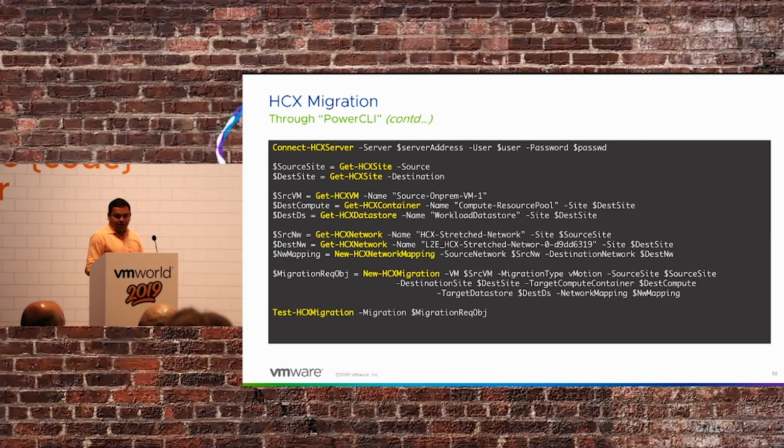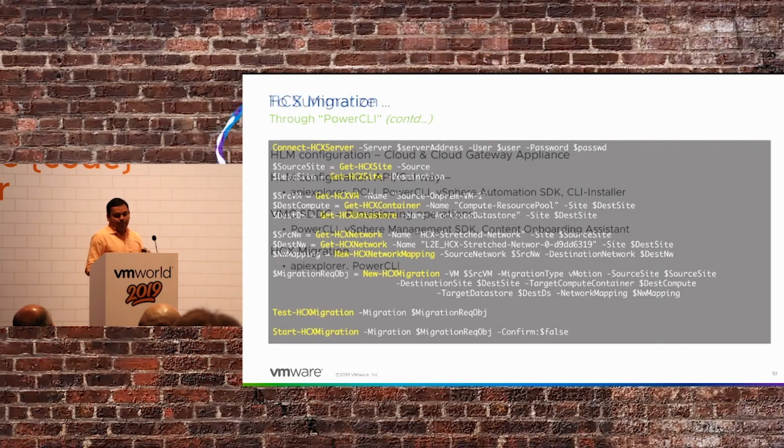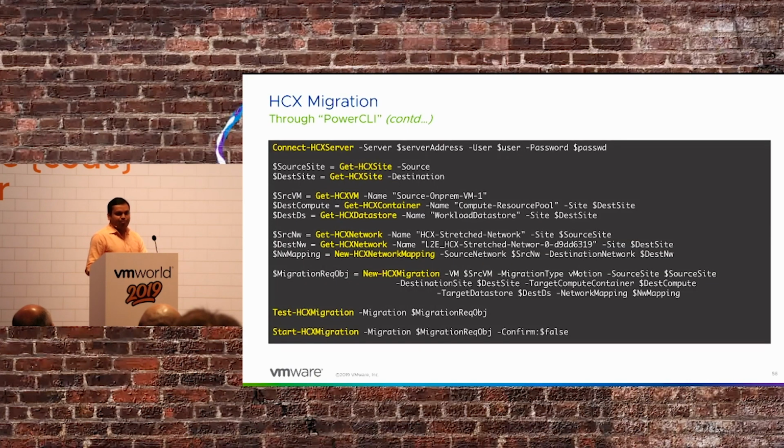Then validate the migration, basically do the pre-check by passing in the migration request object ID. If there are no errors, you're good to go and kickstart the migration. Start-HCXMigration is the one which will start off the actual migration. Once the migration is started, you can use Get-HCXMigration to know the progress of the migration task.